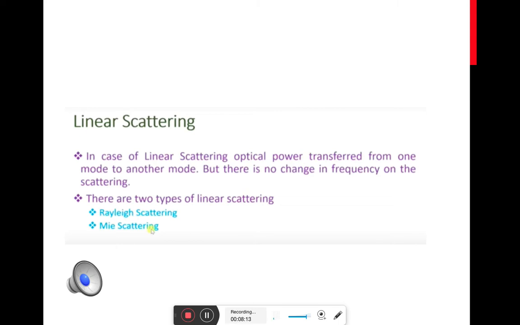Linear scattering, as I've already mentioned: when light is propagated through an optical fiber and scattering happens, there is a transfer of power from one mode to another mode. We have one intended mode, and from our intended mode, the power gets transmitted to another mode. So there is a scattering happening, but there is no change in frequency. This type of scattering is called linear scattering. There are two types of linear scattering, Rayleigh scattering and Mie scattering.